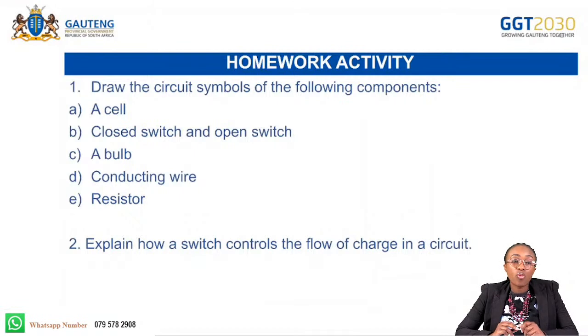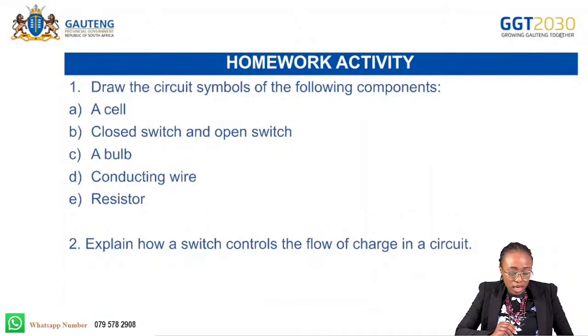Now here is the homework activity. Number 1, draw the circuit symbols for the following components: A, a cell; B, a closed switch and an open switch; C, a bulb; D, conducting wire; and E, resistor. Number 2, explain how a switch controls the flow of charge in a circuit.